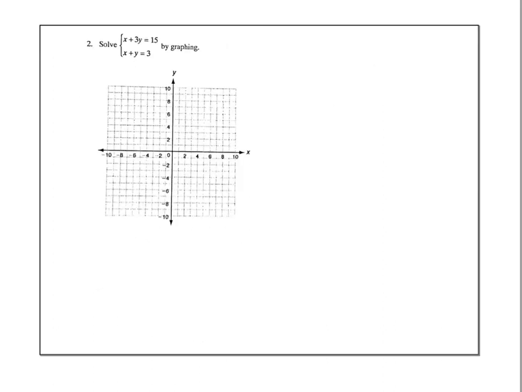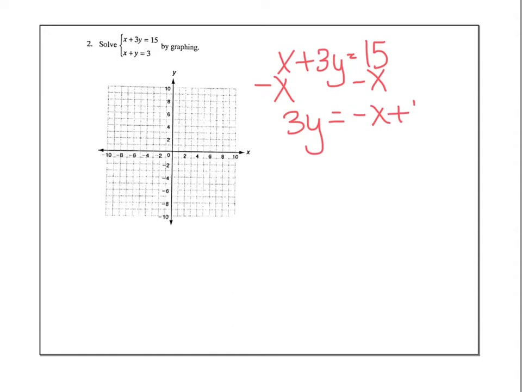Number 6 says to solve it by graphing. So we don't have a choice here because the graph is part of the answer. Well, in order to solve it, we need to make sure each equation is written in slope-intercept form. So I'm going to take the first one, x plus 3y equals 15, and I'm going to solve for y. So minus x, 3y is equal to negative x plus 15. Y is still not by itself, so we're going to divide by 3.